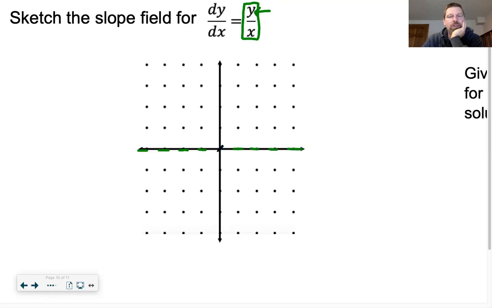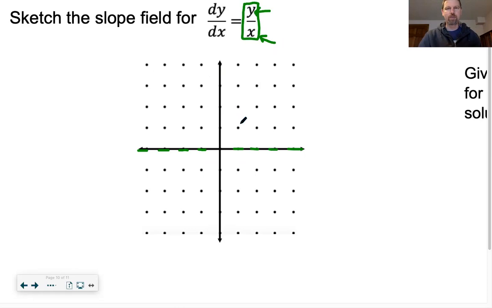Except at this one. You'll notice I skipped that one because that's when I'm dividing by 0. 0 divided by 0 is not 0. 0 divided by 0 is undefined. So I'm going to have an undefined slope for all of these ones here. Since the slope is undefined, I'm just not going to write it. I don't know what's there. Could be a corner. More likely it's going to be a vertical slope, but it's undefined, so I'm not going to put anything there.